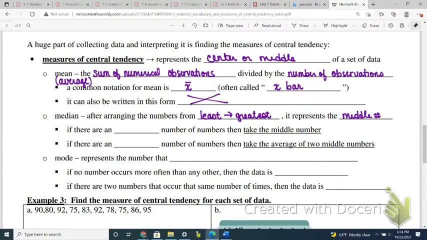If there is an odd number of data points, you're just going to take the middle number. If there is an even number of data points, you are going to take the average of the middle two numbers. And finally, mode represents the number that occurs the most often.